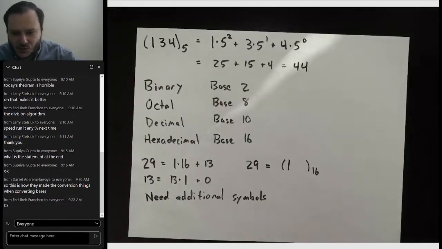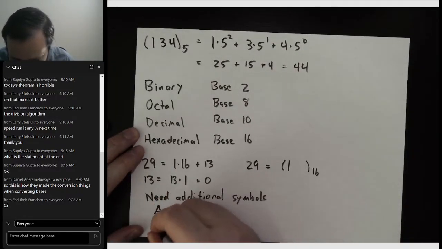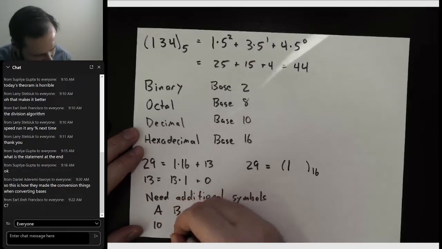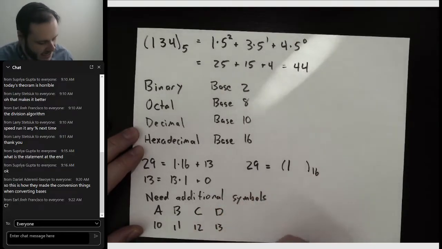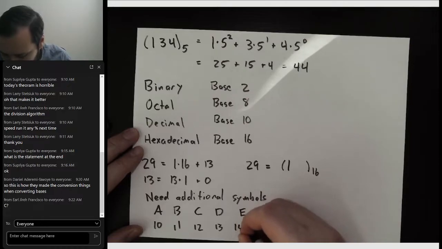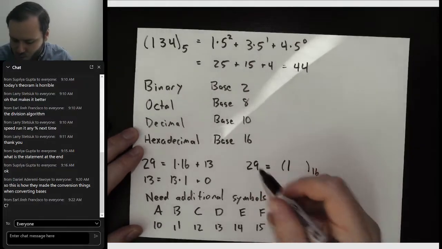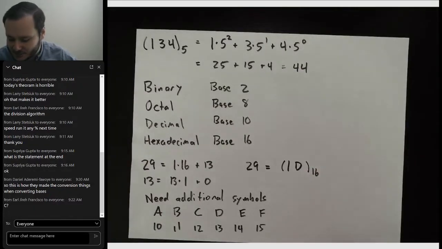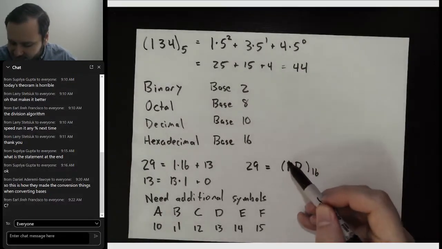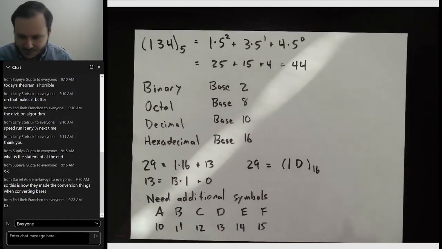And I think it would have been cool if we had just come up with brand new symbols, but we didn't. We just used letters. So A means 10, B means 11, C means 12, D means 13, E means 14, and F means 15. So if we wanted to write 29 in hexadecimal, it would be 1D. 1 in the 16's place, D in the 1's place, D meaning 13.